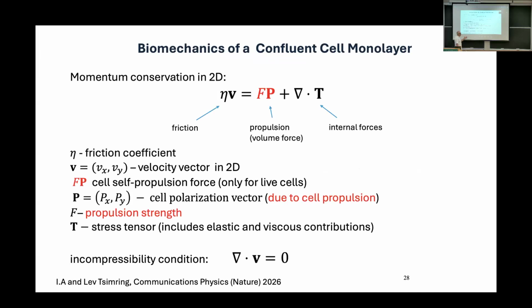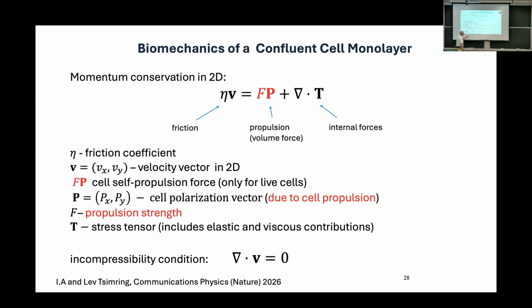So we say that the cell monolayer, which is adherent to the substrate, satisfies momentum conservation, which is the balance of forces. So this is the drag. V is the velocity of the monolayer. F_p is the propulsion. So cells impose force, which is proportional to self-polarization with the strength F. Basically, this is the biology included here. So this is a tendency of cells to propel, so they impose the force. And this is the total stress tensor, which includes the internal forces.